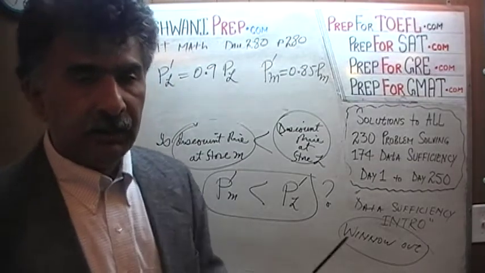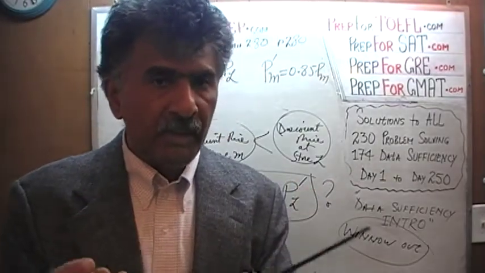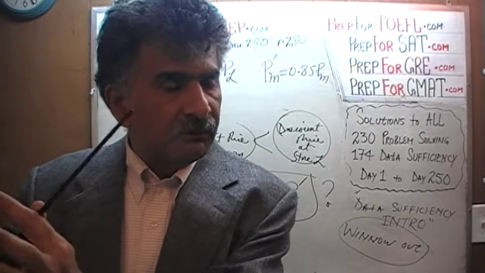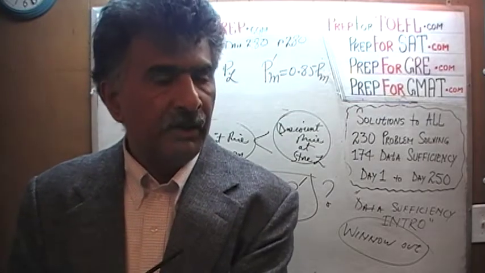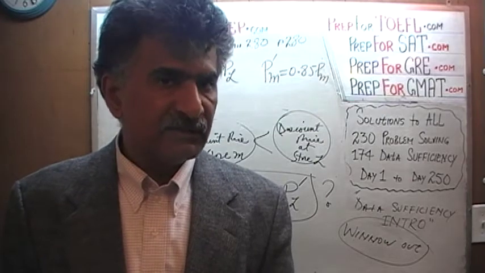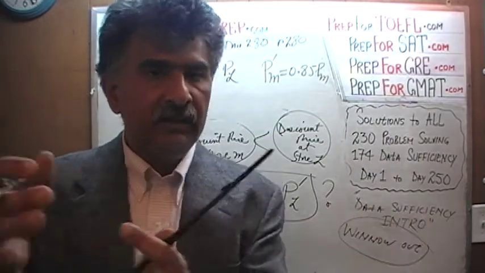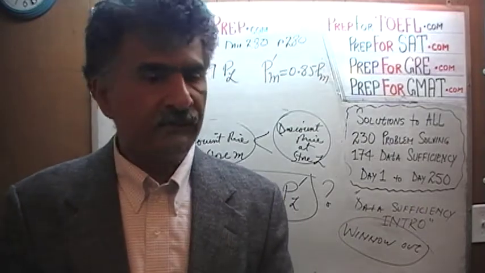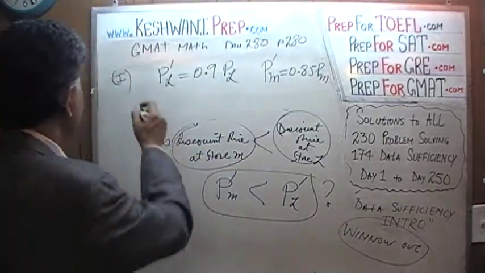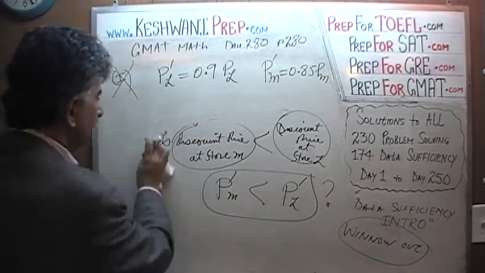Simply knowing that one store is offering a certain percentage of discount from its regular price and another store is offering a different percentage of discount at their store does not enable us to ascertain if the discounted price at the first store is either greater or less than the discounted price at the second store. It's not going to do that. The first statement by itself is no good. The first statement by itself is not sufficient.